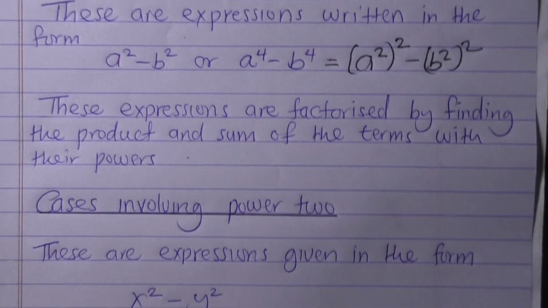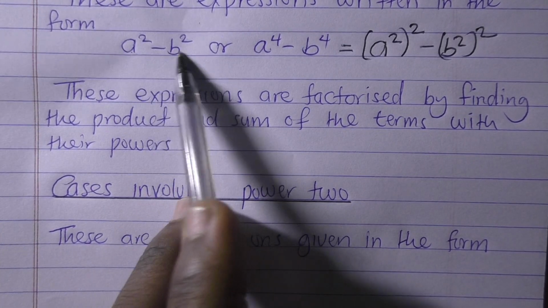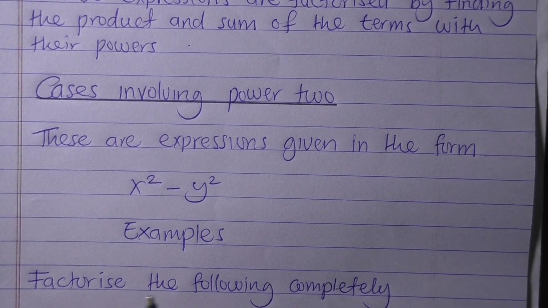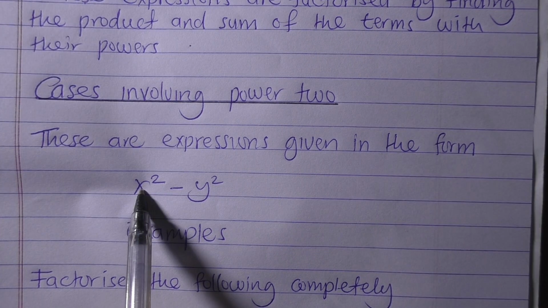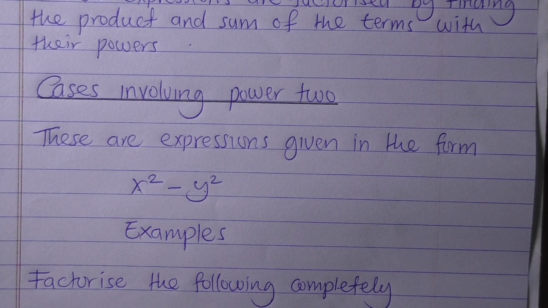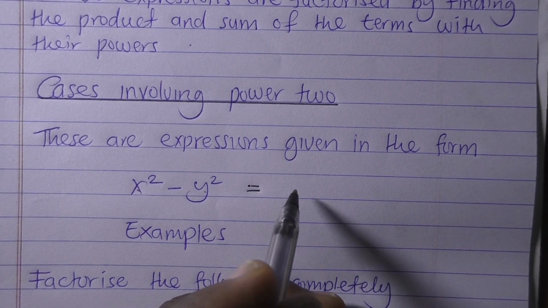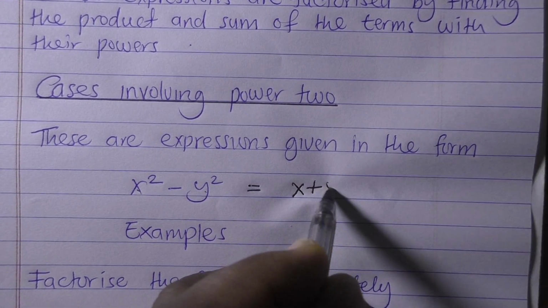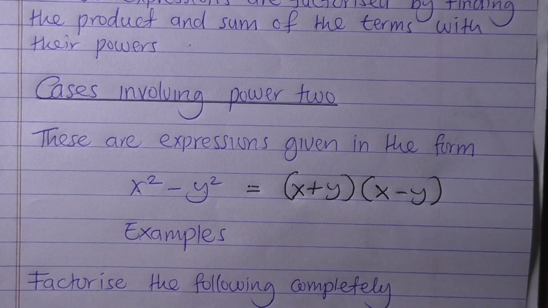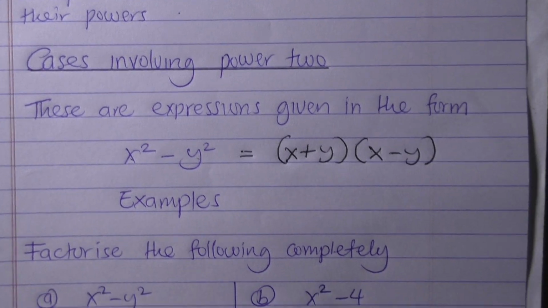In the cases involving powers, we shall start with the cases that involve square or the power 2. These expressions are given in the form of x squared minus y squared. And how do we factorize this? We factorize this by simply getting the product of their sum, that is to say x plus y, and their difference, x minus y. That is how we factorize that. Let us look at examples.